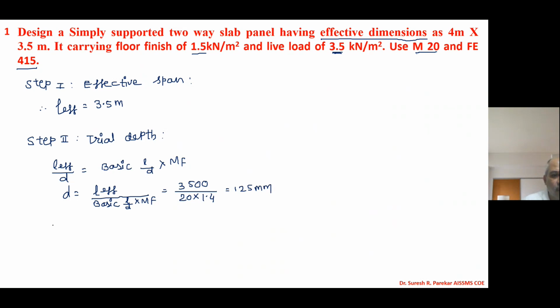Now we go with overall depth. D equals d plus d dash, where d dash is effective cover. So 125 plus 20 goes to 145. Therefore, provide overall depth capital D equal to 150 millimeter, and small d we get as 130 millimeters. So this is the second step. Effective span we need not find, as it is given in the problem itself. Now we will go with step 3.